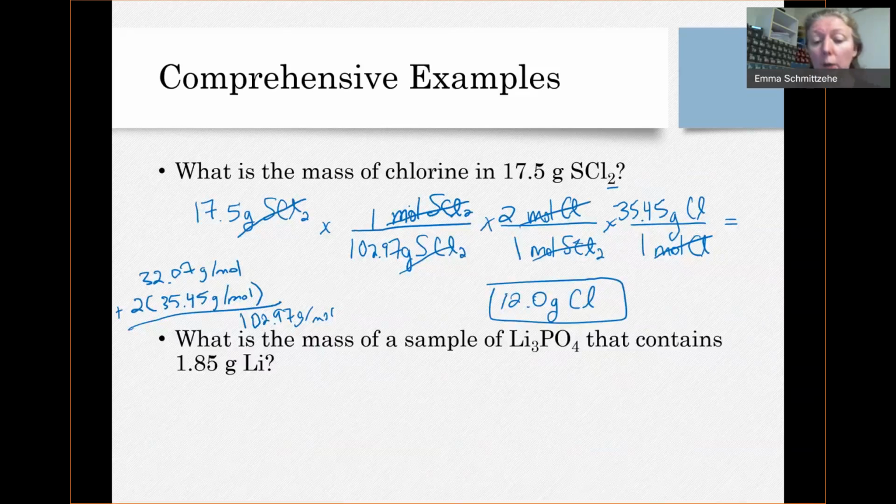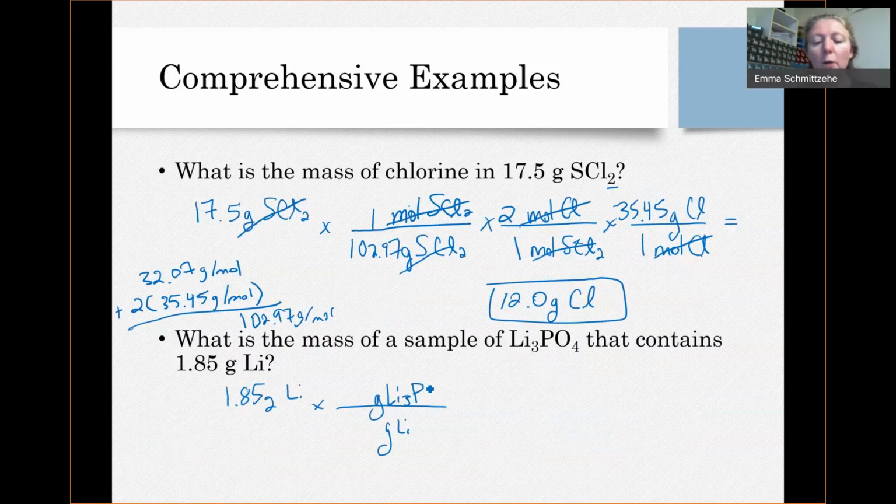Okay, let's do the next one. What is the mass of a sample of lithium phosphate that contains 1.85 grams of lithium? So again, we have one thing given, so I'm going to start with that, 1.85 grams of lithium. Okay, and then, well, we can stop and think about this. We want to cancel grams of lithium, and we want to go to grams of lithium phosphate.